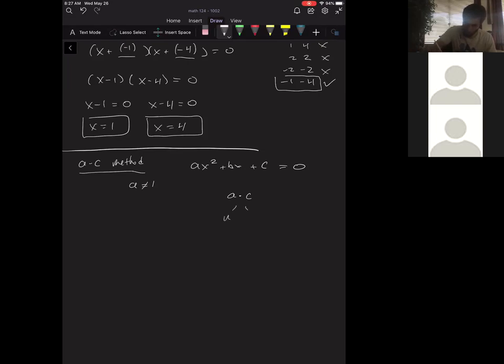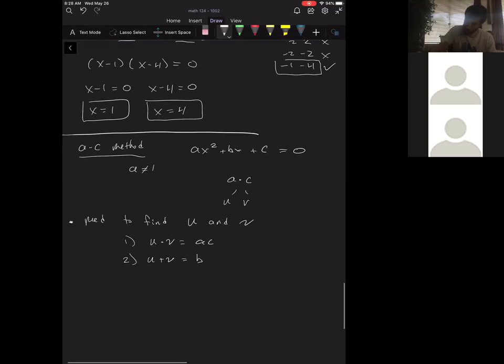We'll call them u and v. So we need to find these numbers u and v. These u and v have to have two properties. u multiplied by v has to equal a times c. And the second property is u plus v needs to equal b.